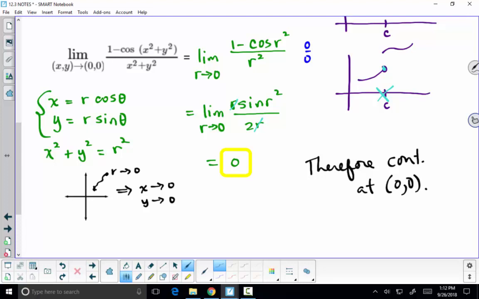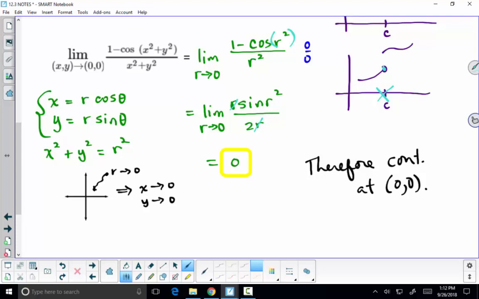Yeah? Instead of doing 1 minus cosine of r squared, could you replace that with a sine squared? No, you couldn't, because that square is on the r, it's not on the cosine. Oh, okay. Do you see it? Yeah, I see it. Right, so that is cosine of r squared, not cosine squared of r. If it was cosine squared of r, definitely, we would go sine squared.